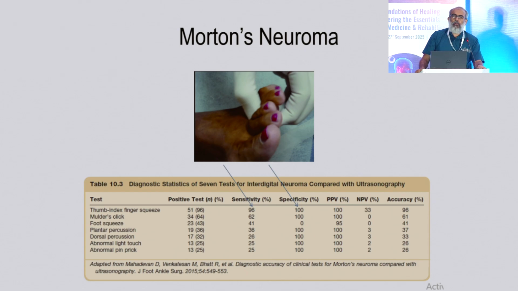So for Morton's neuroma, there are many tests, but a very good test with good sensitivity and specificity is the thumb index finger squeeze. You squeeze in between the two involved metatarsals, and the pain on that test is having good sensitivity and specificity. Actually, you have the Mulder's click and other tests. Many tests are there, but this is the one with the best sensitivity and specificity.